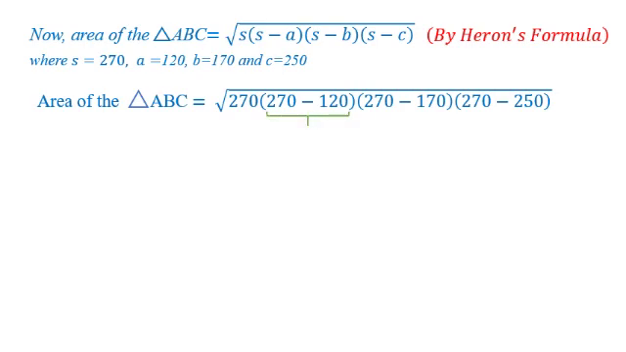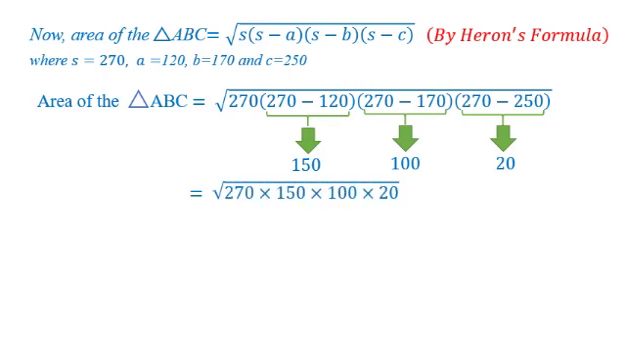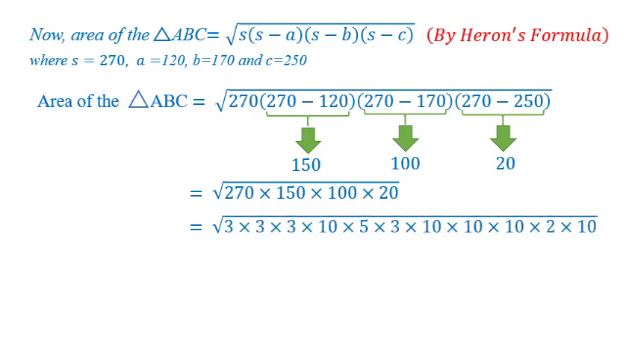Now this will give us 270 minus 120, which equals 150. Next, 270 minus 170 will give us 100, and 270 minus 250 will give us 20. So now this can be written as the square root of 270 into 150 into 100 into 20. Next, let us simplify this.